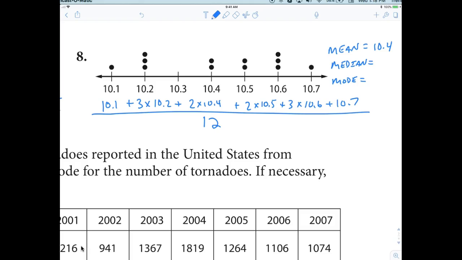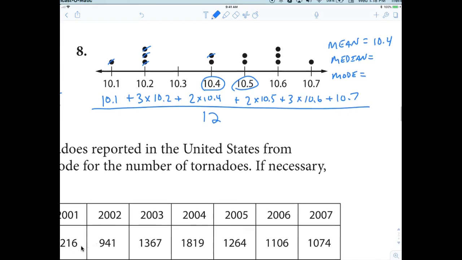So I'm going to find the 6th and 7th term. So 1, 2, 3, 4, 5. The 6th and the 7th term are 10.4 and 10.5. Everybody agree with that? So then the one in the middle of 10.4 and 10.5 would be obviously 10.45. We shouldn't even have to do math on that. You should just know what's in between 10.4 and 10.5. 10.45.